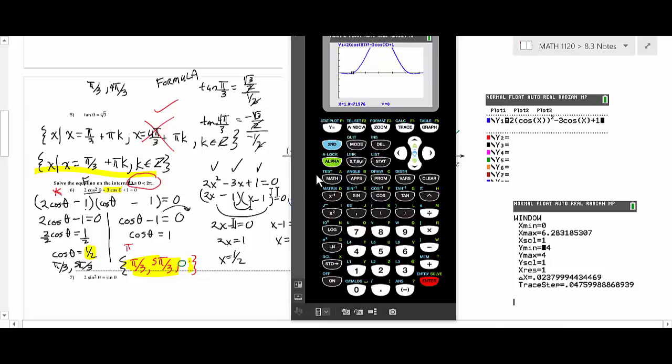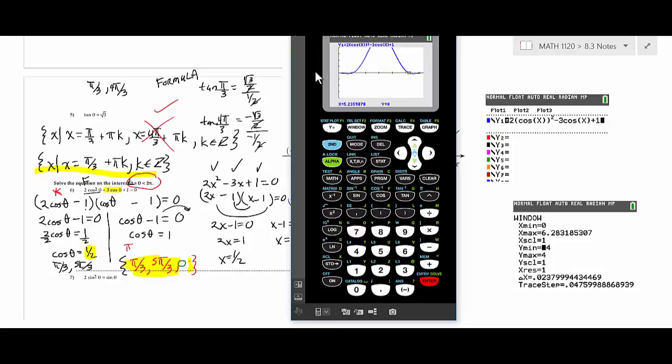If I want to take another answer, like if I trace at 0, it's going to spit out that y is equal to 0. It's going to blink where it's supposed to. Then if you trace at 5 pi over 3, same thing happens. So all you're trying to do when you verify this is check where those things are on the x-axis on the graph. And they are.